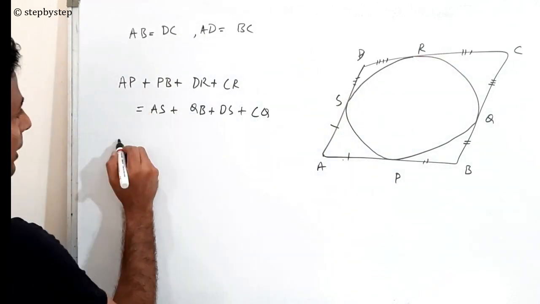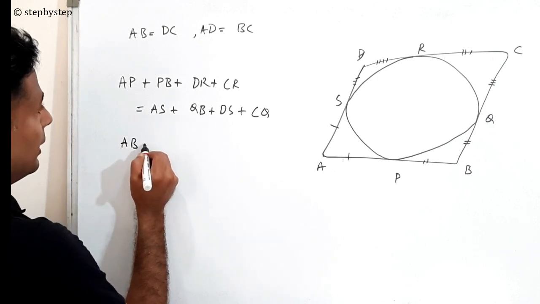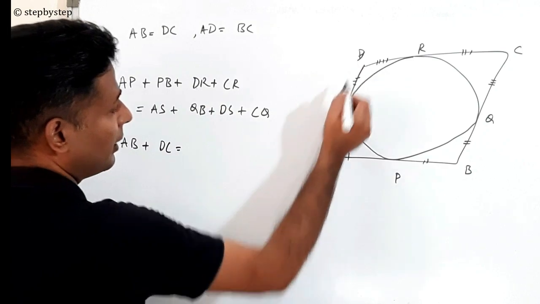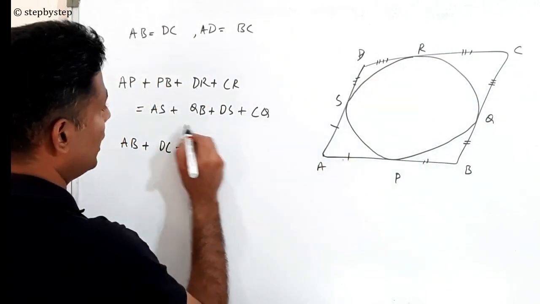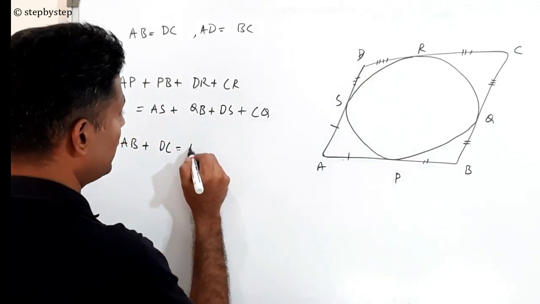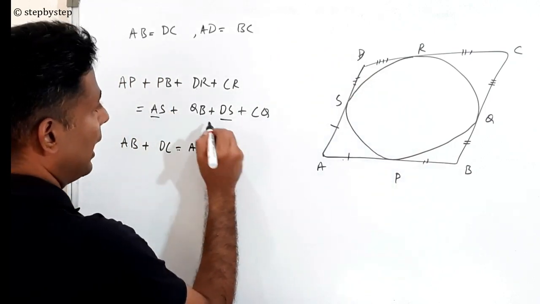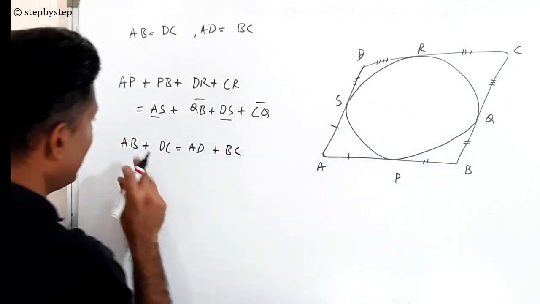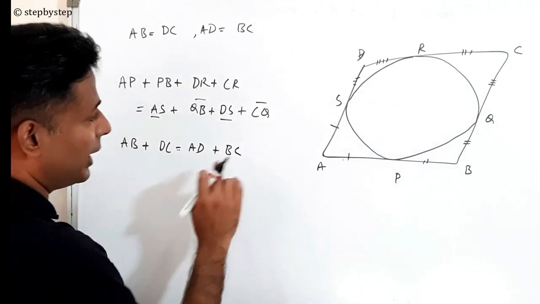Now AP plus PB is AB, DR plus CR is DC, right? AB plus DC equal to AS plus DS. AS plus DS is equal to AD and QB plus CQ equal to BC. So we get AB plus DC equal to AD plus BC.